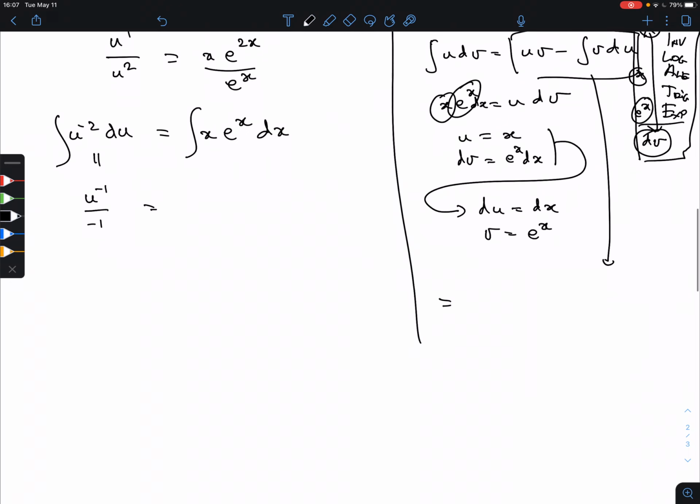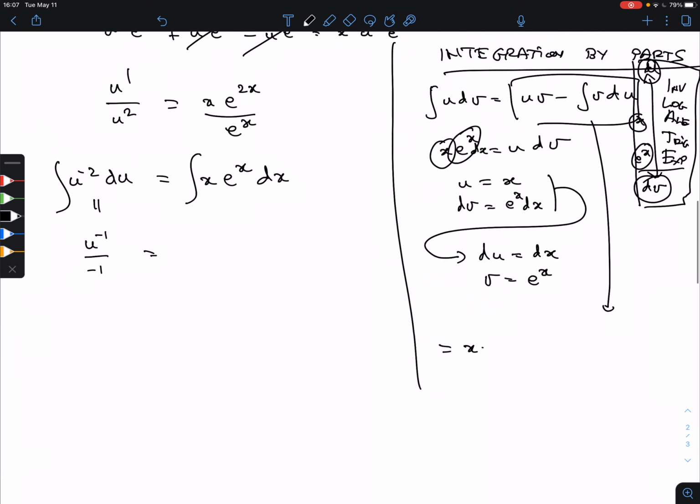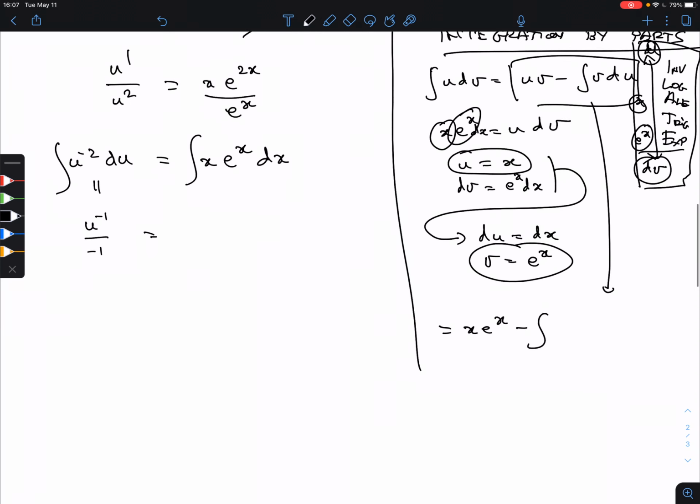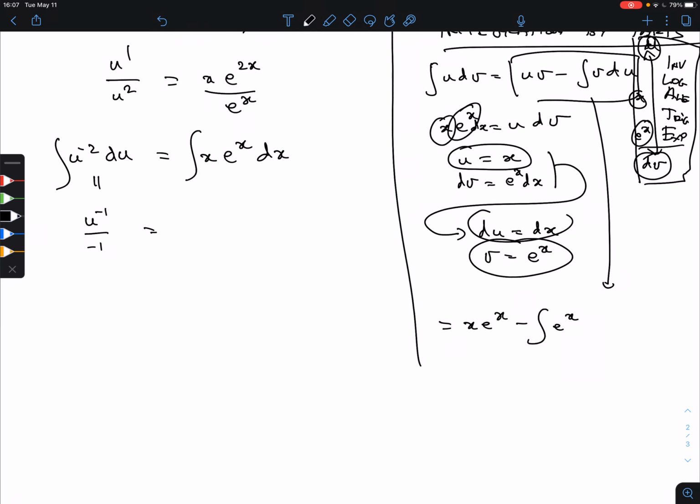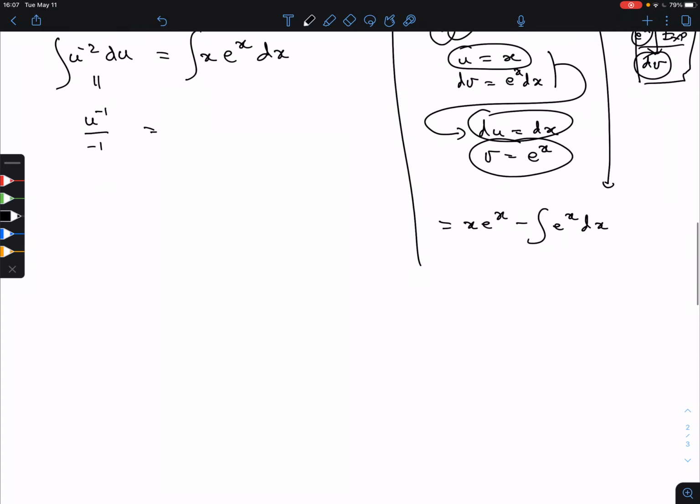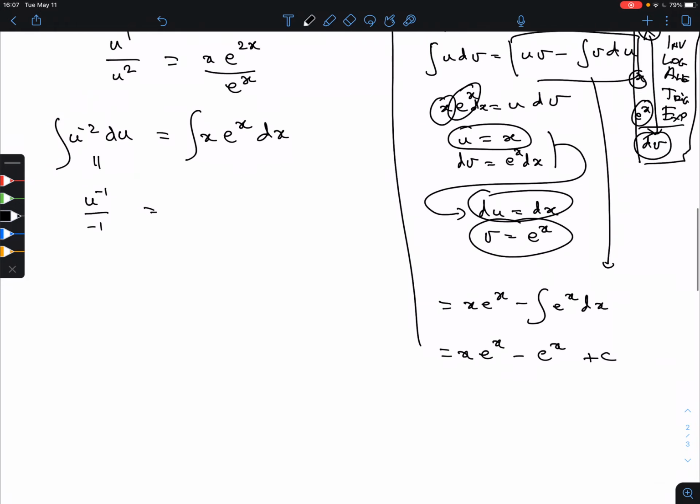So now that is equal to u times v, that is x e^x, minus the integral of v du, that is e^x, and du is just dx, and that's easy to integrate, e^x. Remember, there's always an extra integration step that has to be done, and that is just e^x plus a constant. All right, so this is x e^x minus e^x plus a constant. Sometimes people take these two terms together. Let's do this now too.